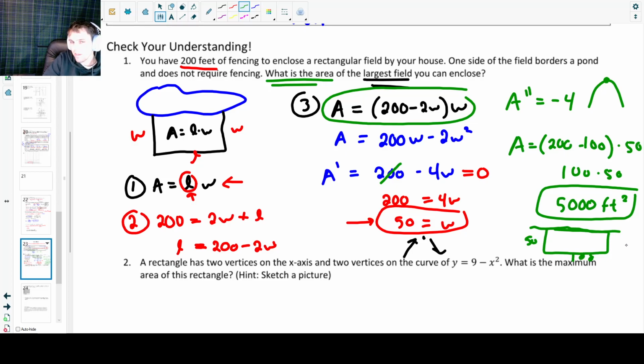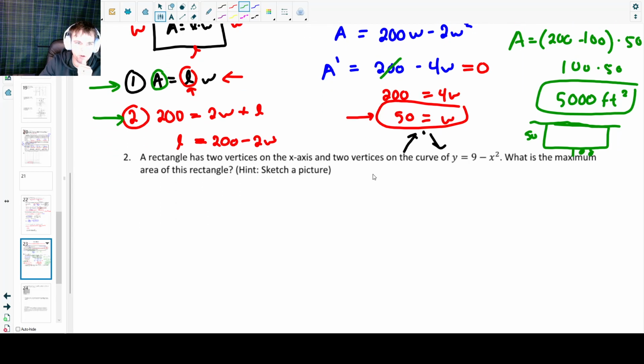Cool. Again, so that's our optimization process. We have to come up with an equation that governs the thing that we want to minimize or maximize, which in this case was area. We need to identify our constraint and come up with an equation for that. Use our constraint to substitute into our original equation, so that we only have one variable. Then we need to take a look at our first and second derivatives to figure out those minimum and maximum values.